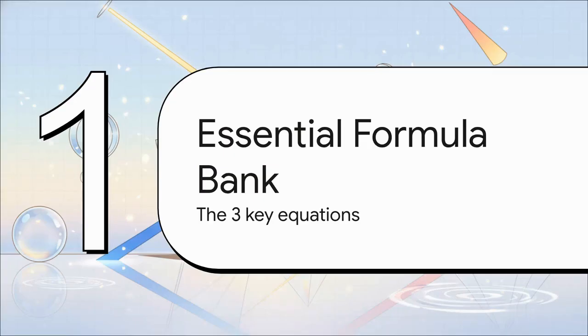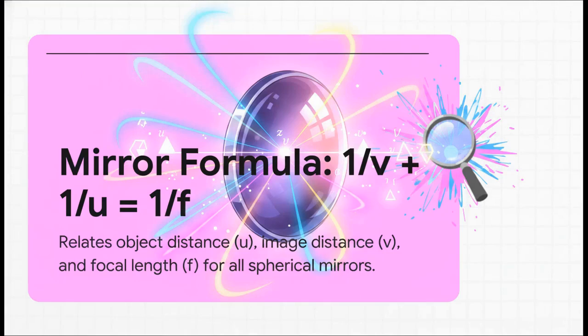All right, now that we're masters of the sign convention, let's look at the tools we're going to use it with. When you boil it all down, there are really only 3 main equations you need for almost any mirror and lens problem you'll ever face. First up, we've got the mirror formula. It's this really elegant relationship between the object's distance, which we call u, the image's distance, v, and the mirror's focal length, f. Just 1 over v plus 1 over u equals 1 over f. It's simple, it's powerful, and it works for all spherical mirrors.